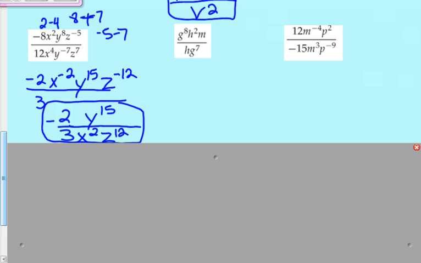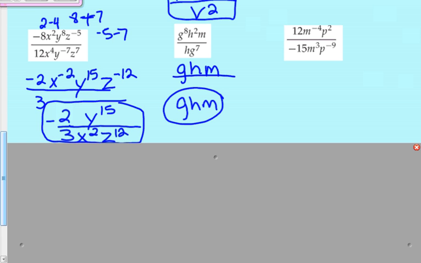The next one, I see a g on top and a g on bottom. So 8 minus 7 is g to the first. So it's going to stay on top. Then I have h to the second and h to the first. So that's 2 minus 1. Well, that's just h again. And then an m. There are no negative exponents remaining, so my answer is simply GHM. And I'm finished.